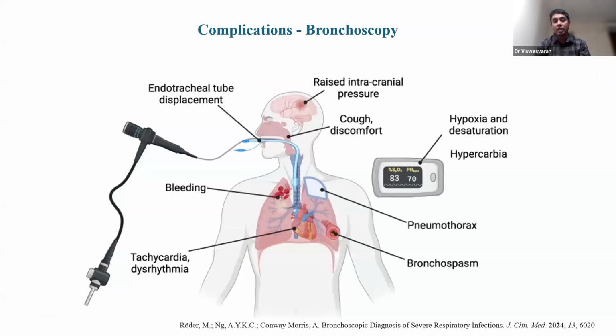And when we talk about safety, it is not only for the performer, the bronchoscopist, or for the scope, it also deals with the patients. So, especially when you're doing an ICU bronchoscopy, it can lead to tachycardia, dysrhythmias, bleeding, endotracheal tube displacement, raised ICP, especially in patients who have undergone neurological procedures, discomfort, pneumothorax, bronchospasm, hypoxia, and hypercarbia as well.